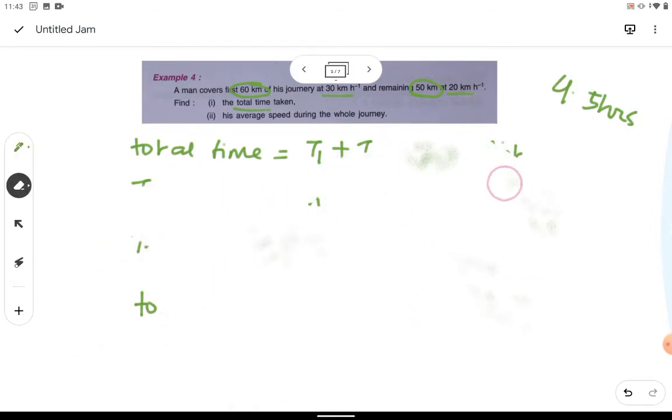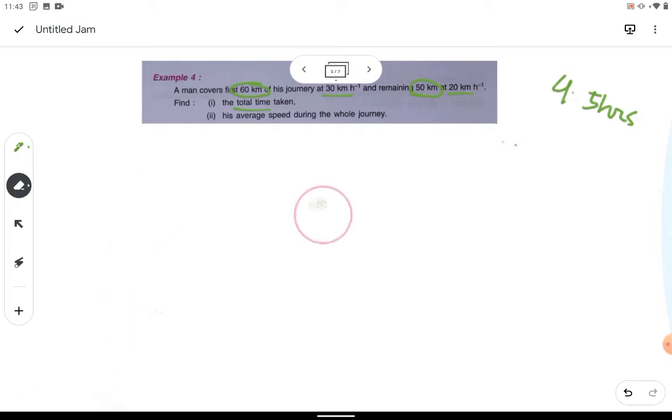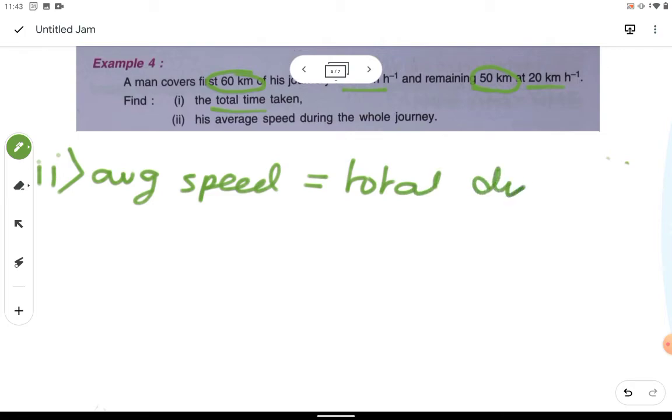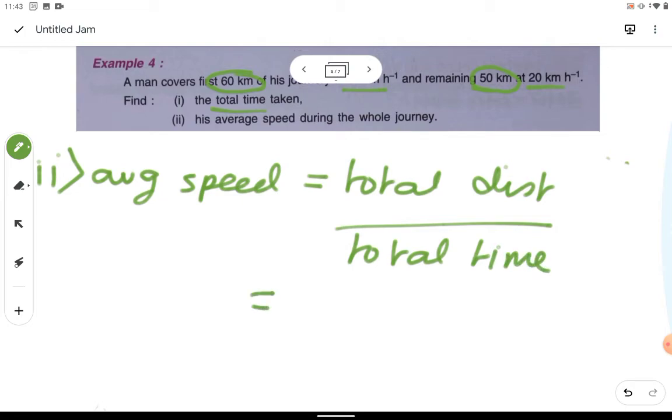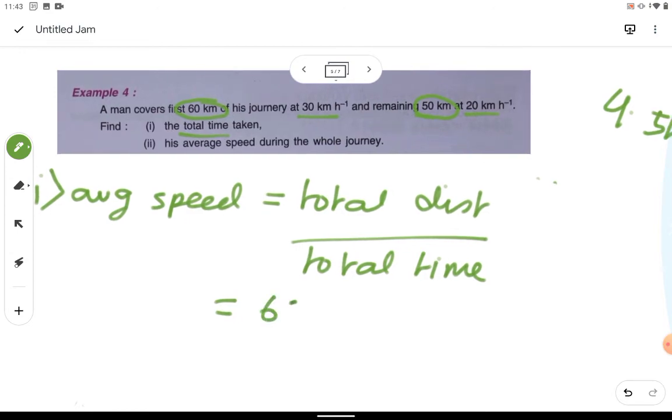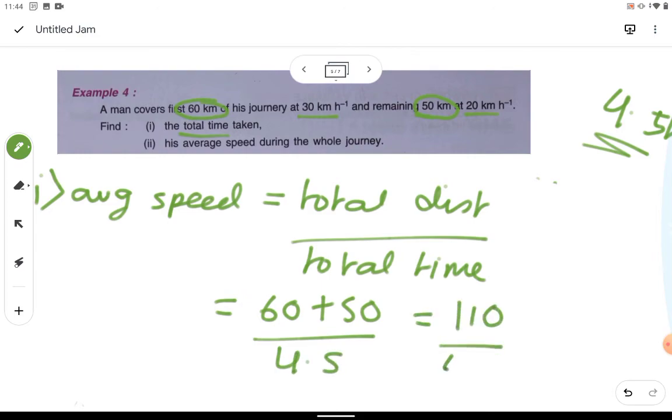This is the first part answer, and we can do the second part. Second part is average speed. Remember, average speed is total distance by total time. So here the total distance is 60 plus 50, right? 60 plus 50 by total time 4.5, that will be 110 by 4.5.